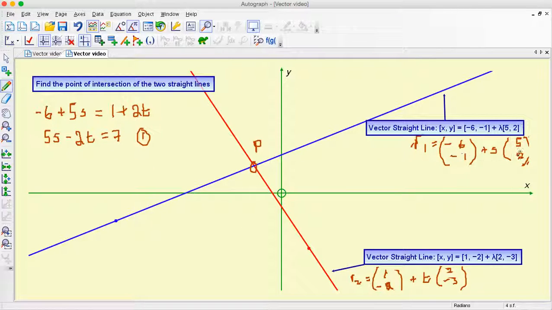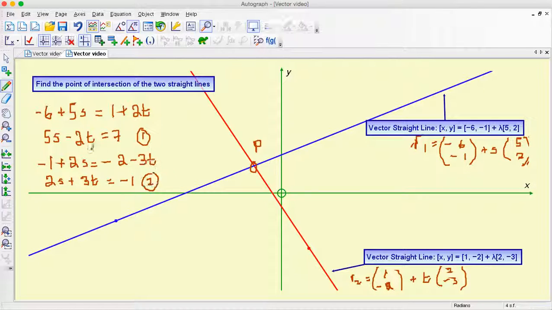Now my second equation is the y value, so it's -1 add 2s. That's my y value from the first line. My y value from the second line is -2 minus 3t. So now I'm going to rearrange that equation so it becomes 2s plus 3t equals -2 add 1, so -1. Now I've got these two equations.